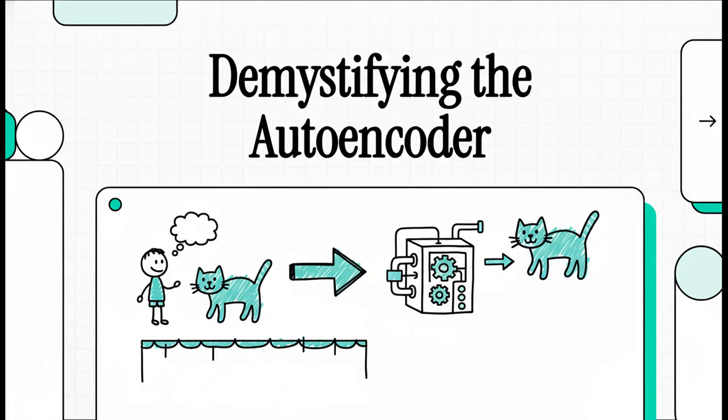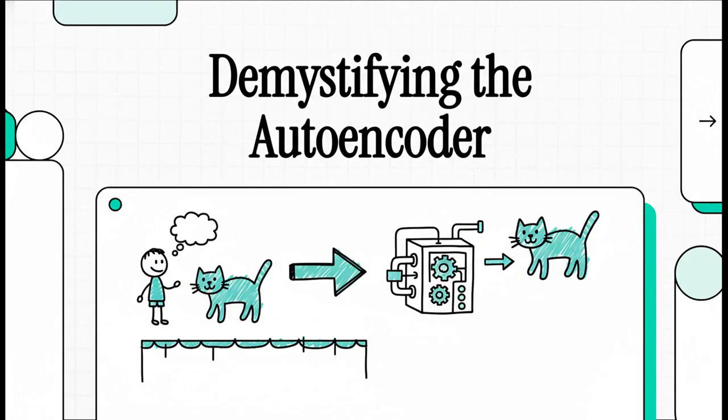It's kind of like when you show a friend a drawing for just a split second and then you ask them to redraw it from memory. Their version isn't going to be a perfect copy, right? But it'll capture the essence of the original. Well, what if a machine could do the exact same thing?